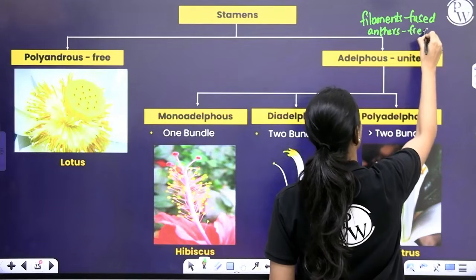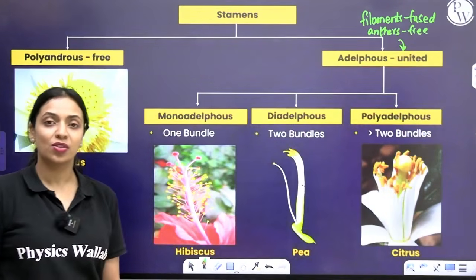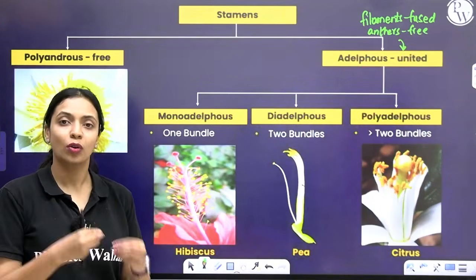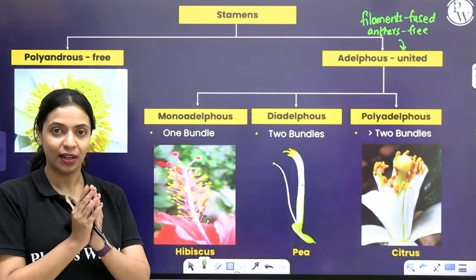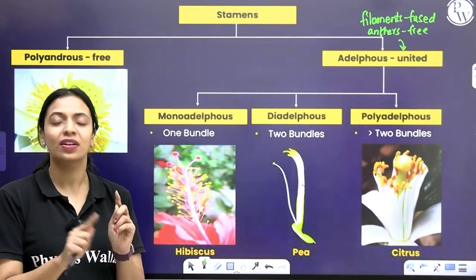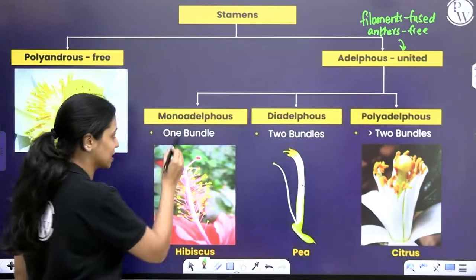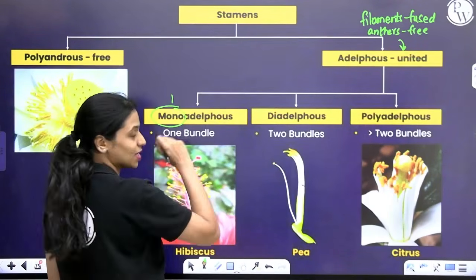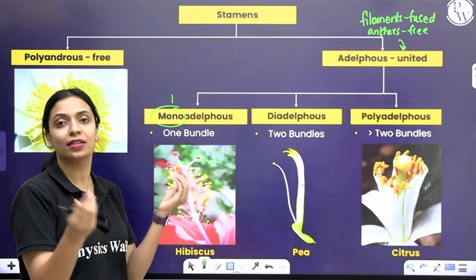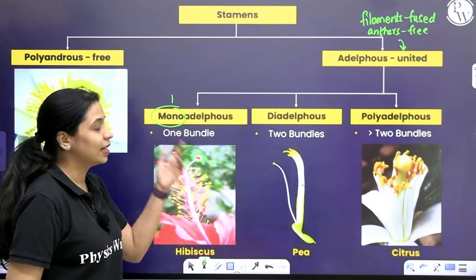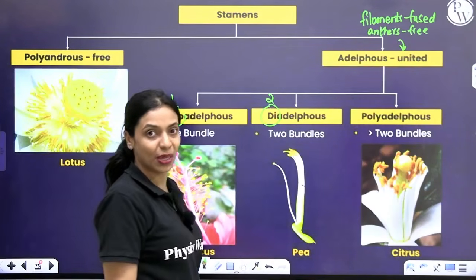you call it adelphous. In case of China rose or hibiscus, you see that however many stamens are present, all of their filaments are fused to form a tube, one single bundle, and the anthers are free. Whenever the stamens are fusing to form one bundle, we call it monoadelphous condition. Mono means one, adelphy I already told you. Monoadelphous means the filaments of all the anthers fusing to form one bundle. Diadelphous condition, you will have two bundles. This can be seen in the case of pea plant.